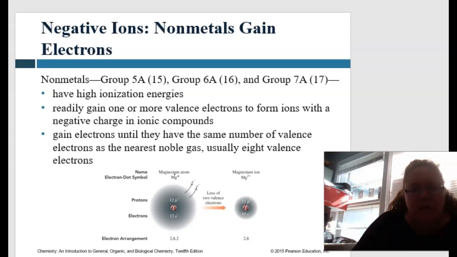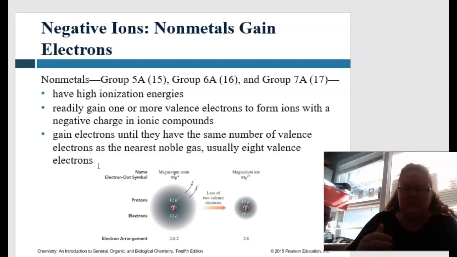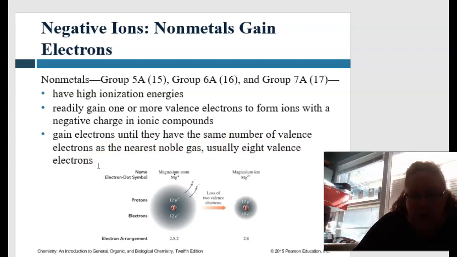Okay, so when we're talking now about our nonmetals and our negative ions, these ones are going to gain electrons. So the group 5A, 6A, and 7A, these are going to have high ionization energies, and they're readily going to gain 1 or more valence electrons to form ions with a negative charge in an ionic compound. And so they gain those electrons until they have the same number of valence electrons as the nearest noble gas, and usually that's 8. So again, we're just trying to fill our shells to be happy, okay? And since electrons have a negative charge, when you gain an electron, you're going to end up having a negative charge, where the other ones we lost it, so we have positive.